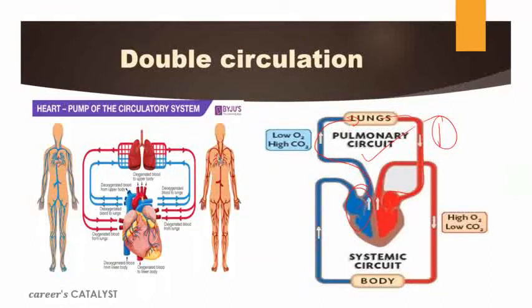Next, from the human heart, blood moves throughout the body, and then after this it becomes deoxygenated, and the deoxygenated blood comes back to the human heart again. That is defined as the systemic circuit or systemic cycle. So both cycles combined are defined as double circulation.